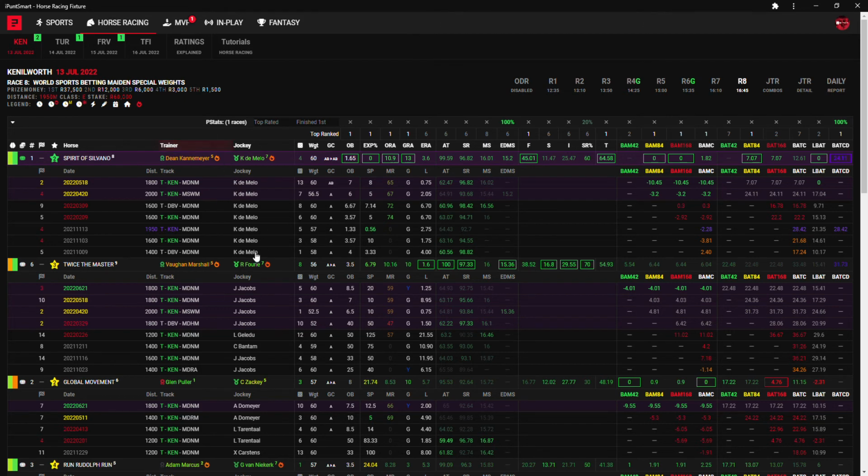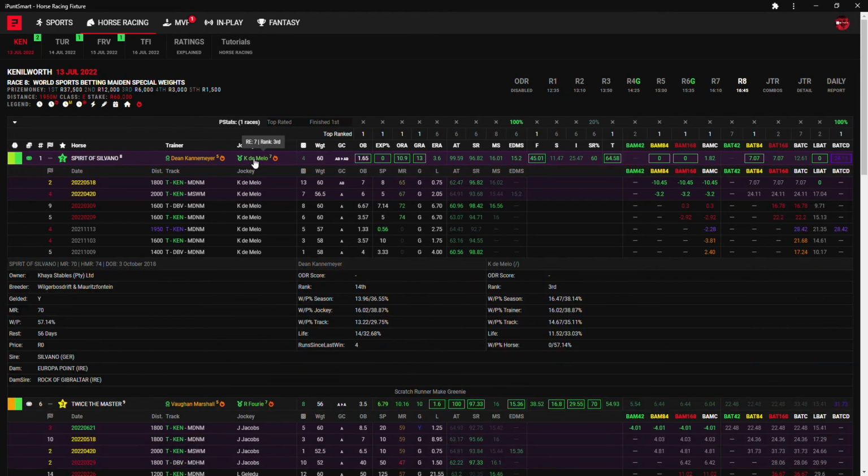So when I'm looking at Spirit of Silvano, the run that actually helps me the most is his previous run. You can see there's been a little bit of a juggling on his merit rating from a 74 to a 65, and that essentially means that he could be a little bit better. He's now on a 70, but he was at a 74 previously.